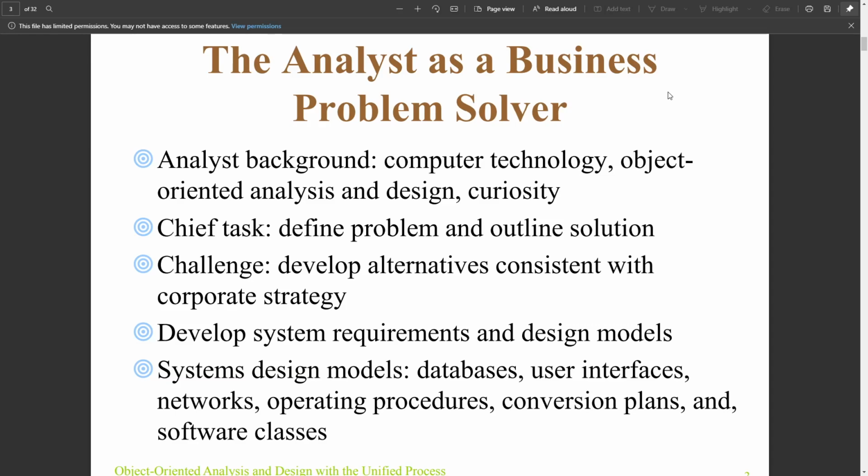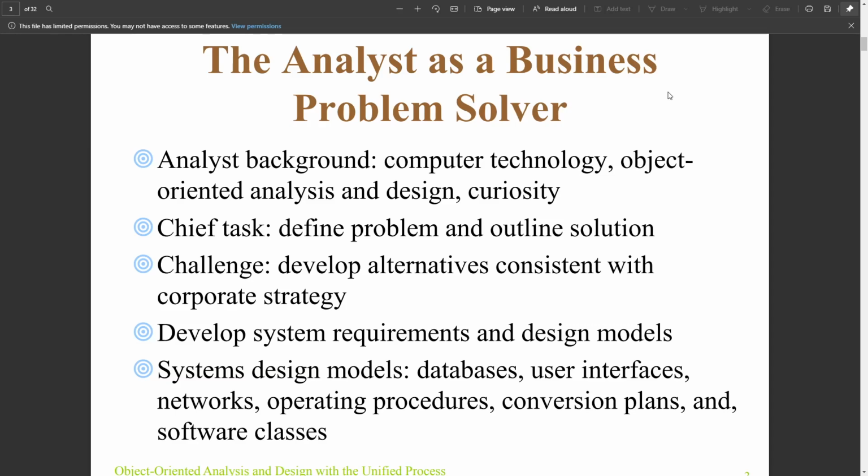Before that, the systems analyst must be a business problem solver. In order to be one, the systems analyst must have a wide array of backgrounds. Dapat marunong siyang computer technology. The analyst knows object-oriented analysis and design, and most importantly, curiosity. Why is curiosity needed? Again, there's always no perfect system. There's no perfect process. Curiosity leads us to asking more questions. What more can we do to make things better?